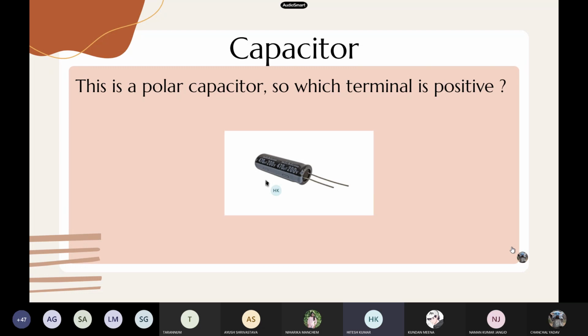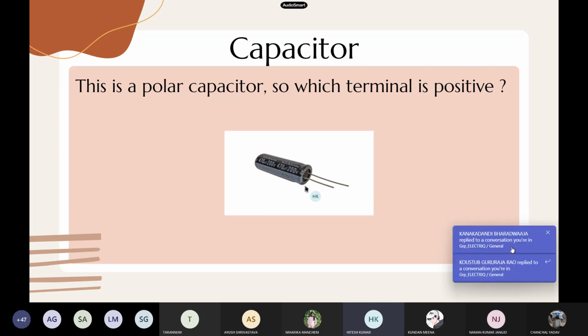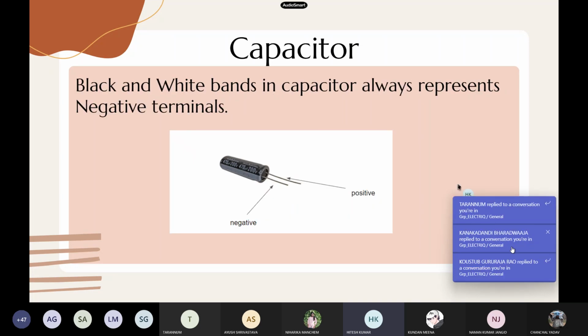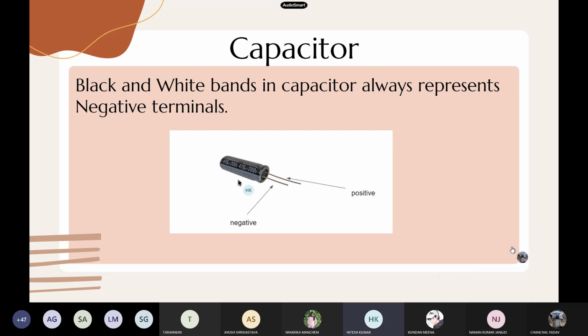In this image of the capacitor, you see there is a white band on it. This white band represents the negative terminal of the capacitor, and the other one is the positive terminal. But sometimes there is a black band instead of a white band. In that case, the black band represents the negative terminal. So we can find the polarity of these capacitors with the help of these white and black bands.